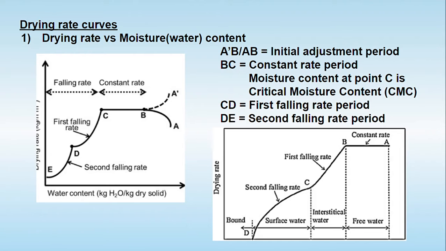Now let's try to understand the two types of drying rate curves. Number one is the drying rate versus the moisture or water content. As shown in this slide, over here in the red, that's the plot of drying rate versus water content. Here the different curves are shown by different shapes and denotations. For example, A dash to B, or A to B, indicates the initial adjustment period.